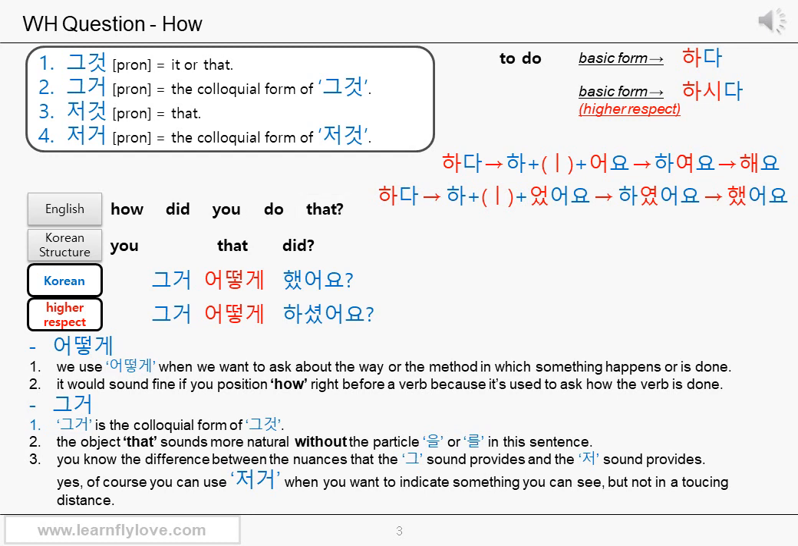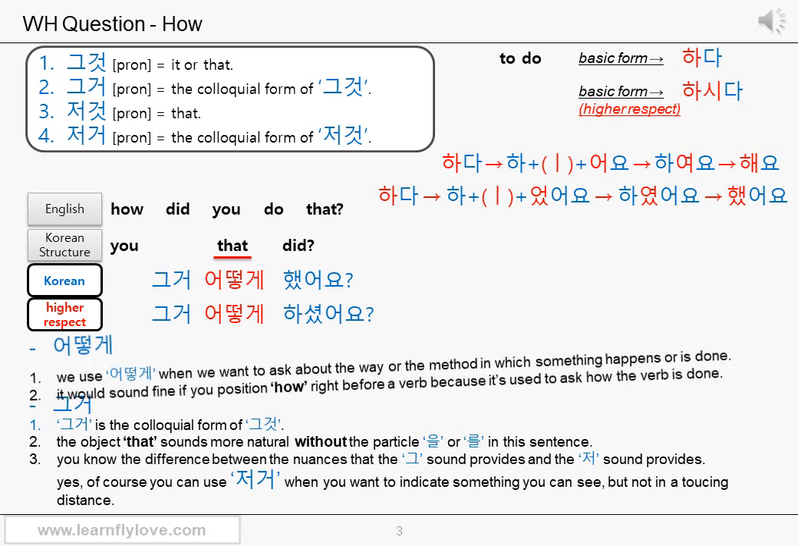We've seen the verb do and the pronoun that quite often in our lesson, so you already know how to use them. Let's rearrange the words right away without any hesitation. Let's just put the subject you first, even though we know it's useless, and let's put the verb did at the end of the sentence, and put the object that right before the verb do. Then where should we put how in this sentence? Let's see the grammar section at the bottom.